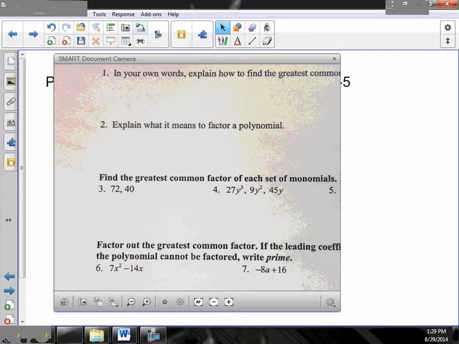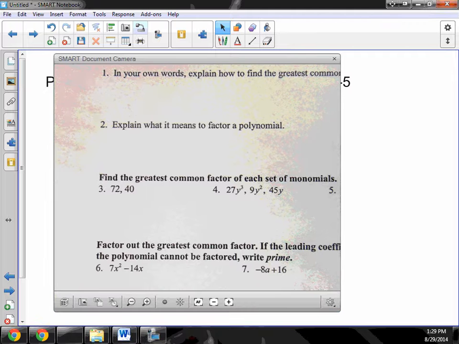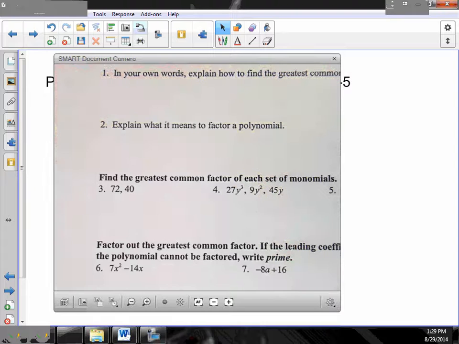They're even. Does 3 go into both? How do you tell? Add the digits. 7 plus 2 is 9. Does 3 go into 72? Yes. 4 plus 0 is 4. Is 4 divisible by 3? No, so 3 didn't work. Well, if 3 doesn't work, what other numbers won't work? 6, 9, 12, 15. Any multiple of 3 is not going to work.